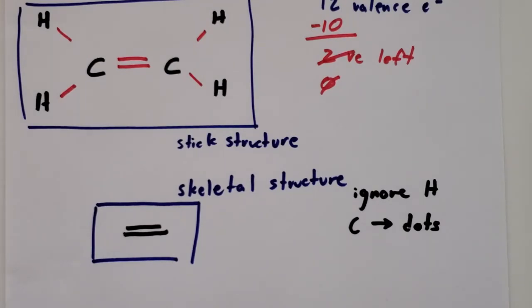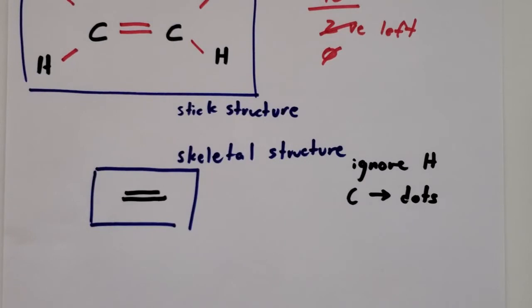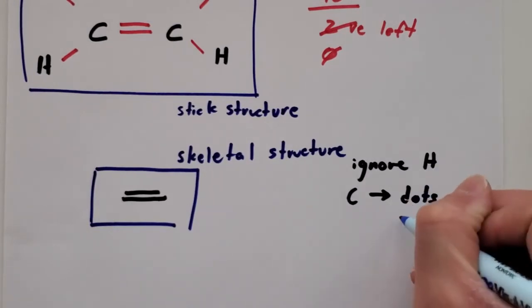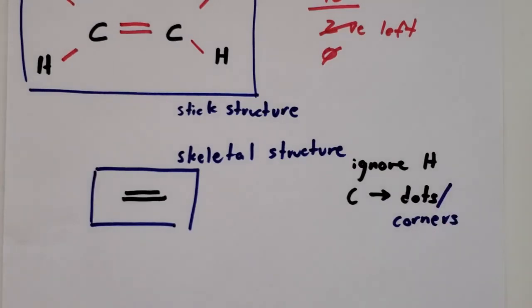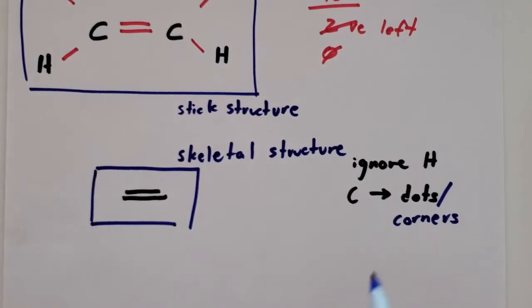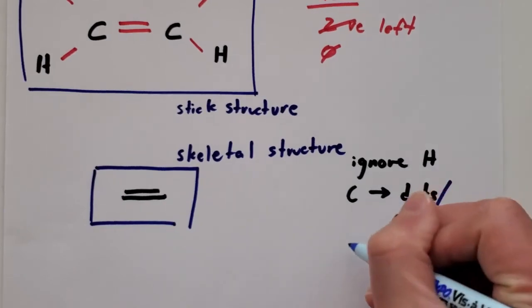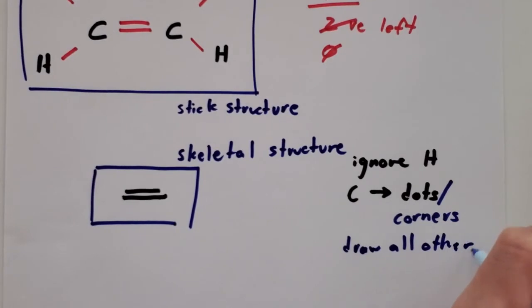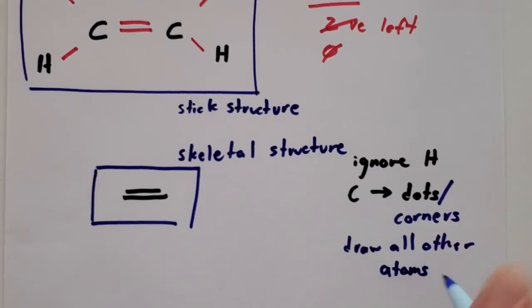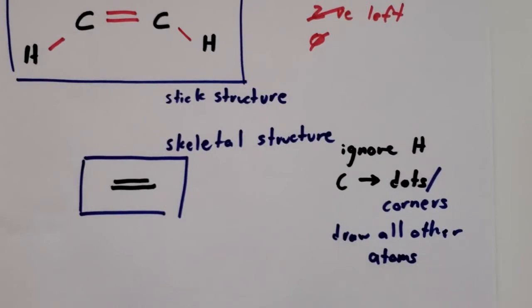Okay, so the rules that you guys need to remember is we're going to ignore the H's. We're going to turn the C's into dots, but when the structures get a little bit bigger, instead of dots, we're just going to turn them into corners. Okay, and I'll show you guys what that means in just a second. But what we need to do is write all the other atoms that are not C's and H's. Okay, so we're going to draw all other atoms.